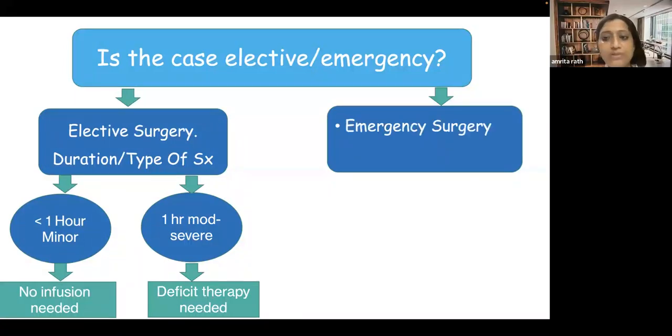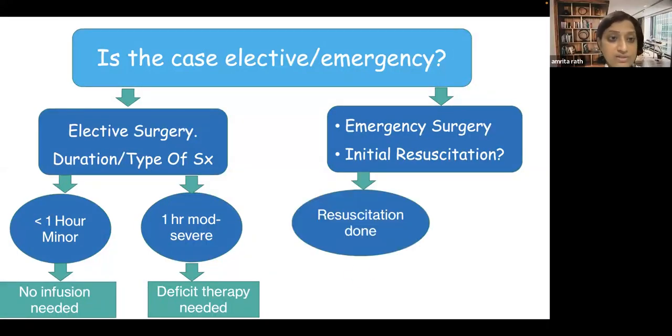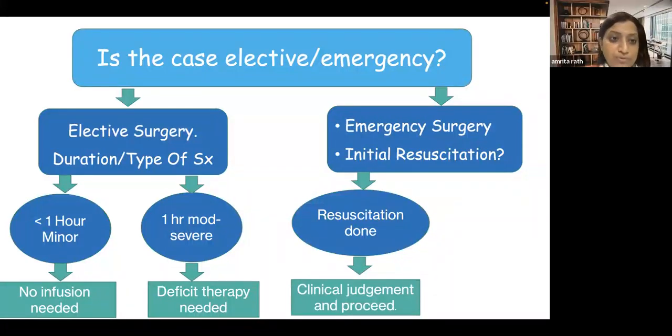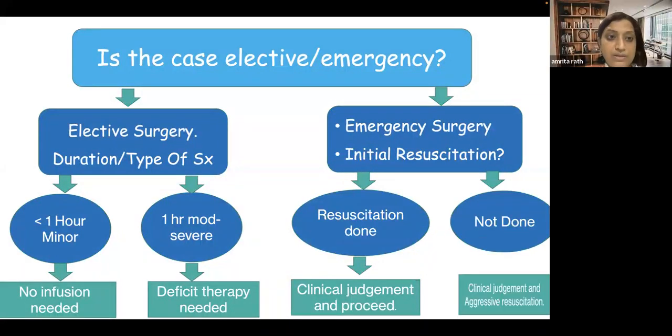Then second comes the emergency surgery. In emergency surgery, like I have already mentioned, most neonatal and pediatric emergencies are actually not emergencies. They are to be medically optimized. Only malrotation of the gut is a real emergency. So you have to see whether initial resuscitation has been done or not. If the resuscitation is done, then you go for clinical judgment about the level of the deficit and proceed. If you see the resuscitation has not been done, then you go for aggressive fluid management.